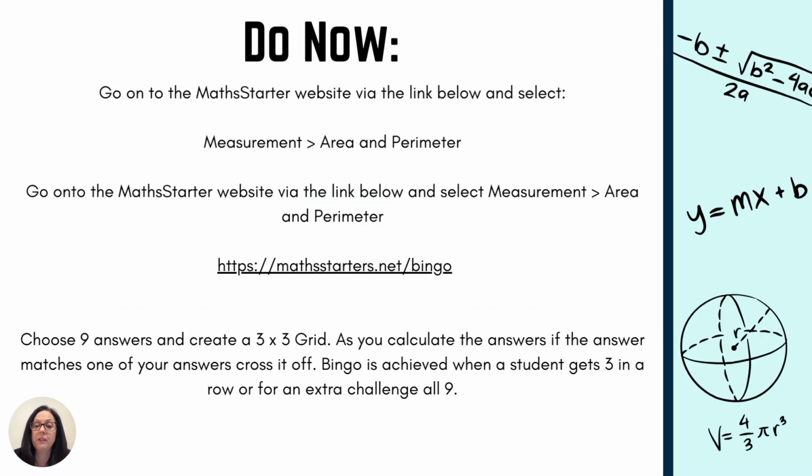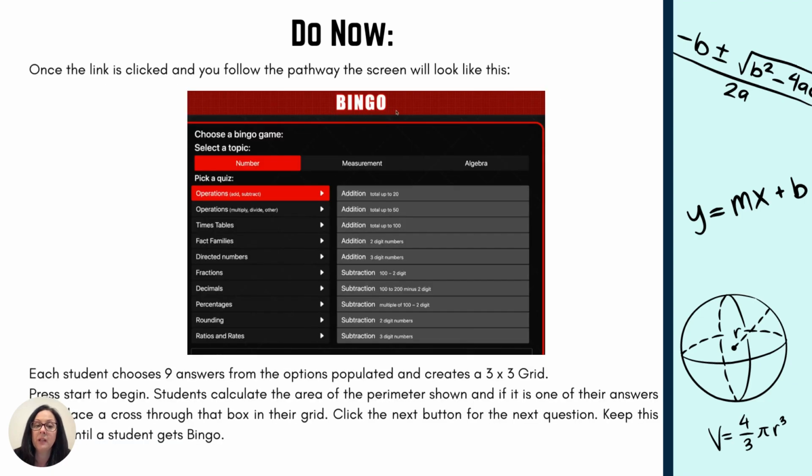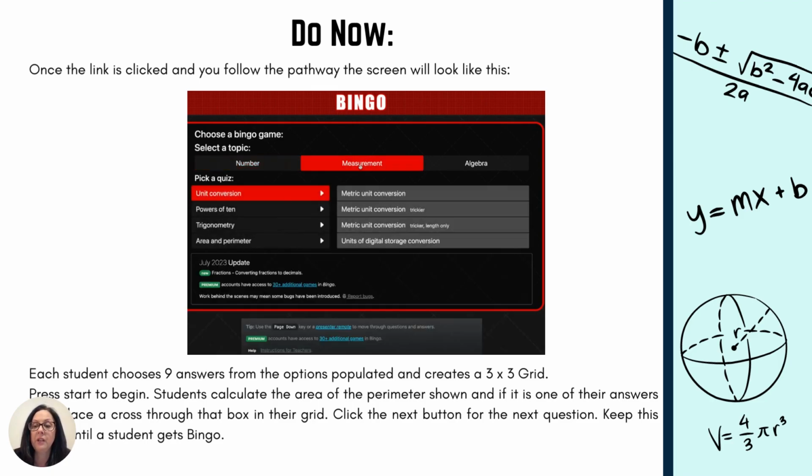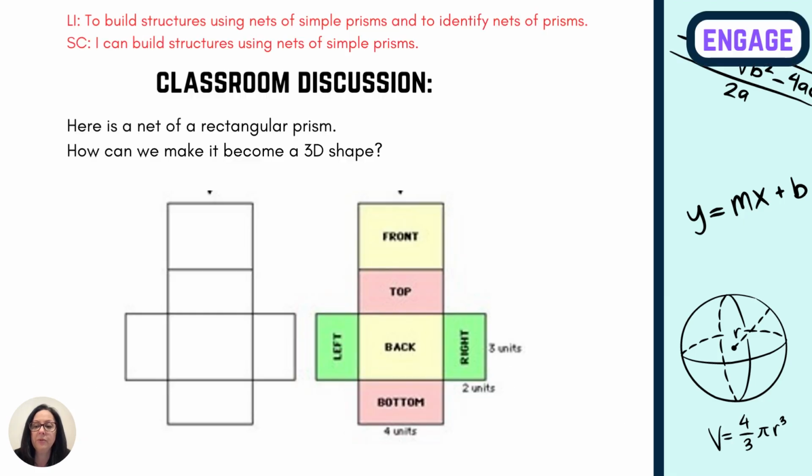This, hopefully, you get the opportunity to do in class. I'm not going to go through it because it's your do now activity. So it is bingo. And I suggested the measurement and area improvement. So hopefully you have a go at that, because I don't think I've put them in any of the other lessons before.